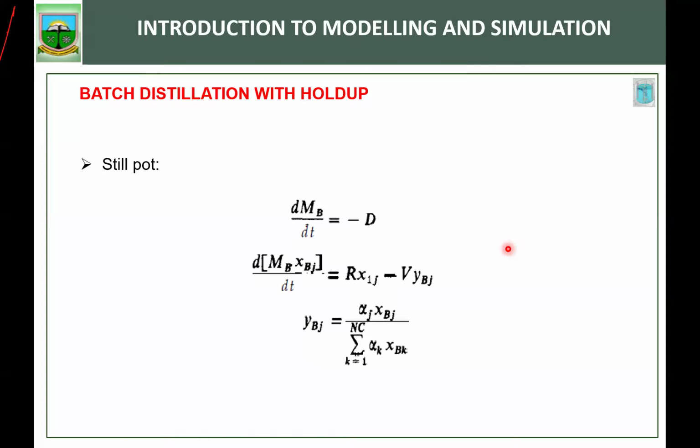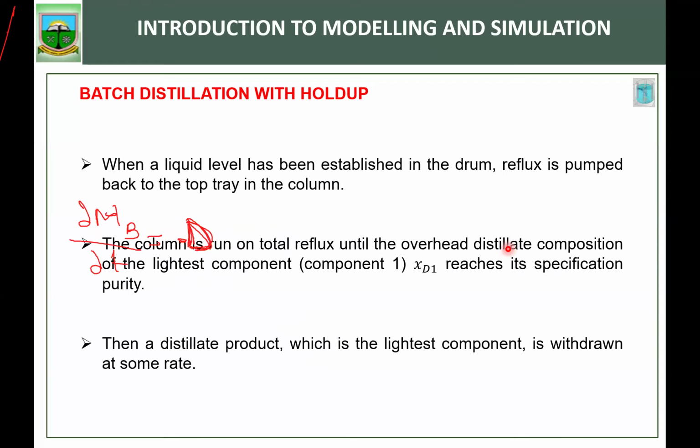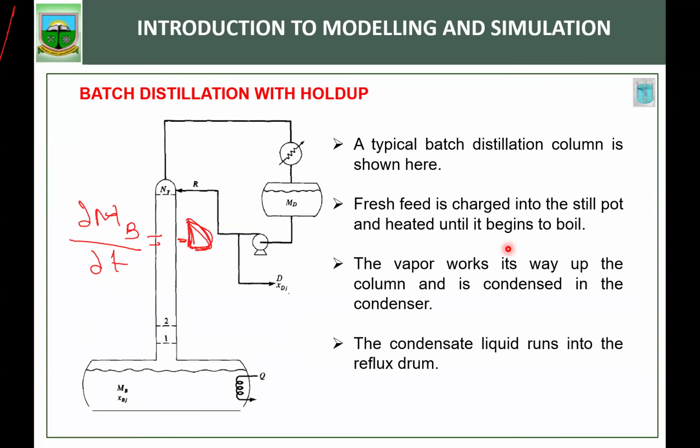So we say that the change in mass in the still pot with time is equal to negative D, which is the distillate, because the distillate is what we are removing. Let me explain this so that we understand it better. This is a batch reactor, so we don't have input and then output per se. We only have output after the batch is done. But even the output, we are not taking all. We are only taking the distillate out.